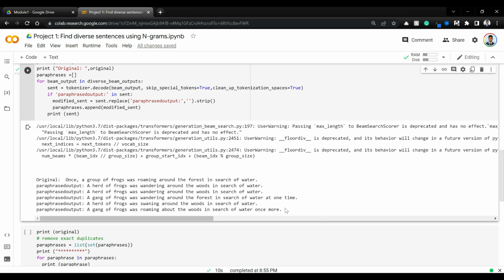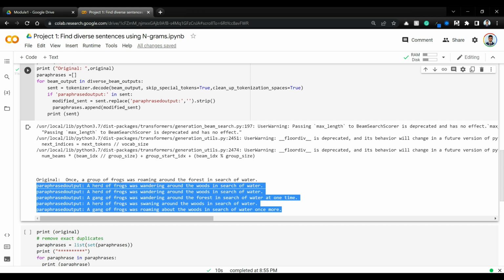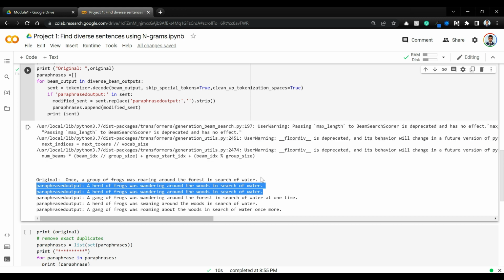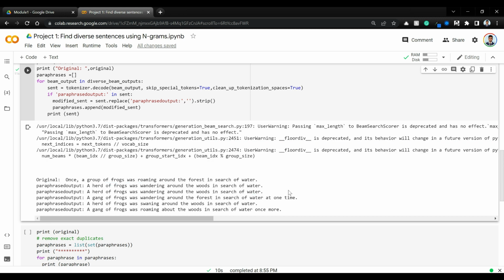Nevertheless, we have almost 5 sentences here that are output. Out of them, these 2 are similar. We are going to ignore the similar ones anyways. Now the task that we have at hand is, we have this given sentence and we have these 4 different variations of sentences that are paraphrases to the original sentence. Our goal is to find the most diverse paraphrase. So whichever it is, we need to find the most diverse paraphrase.